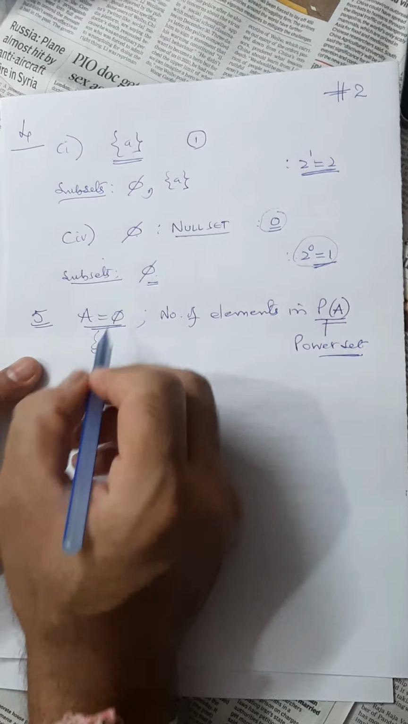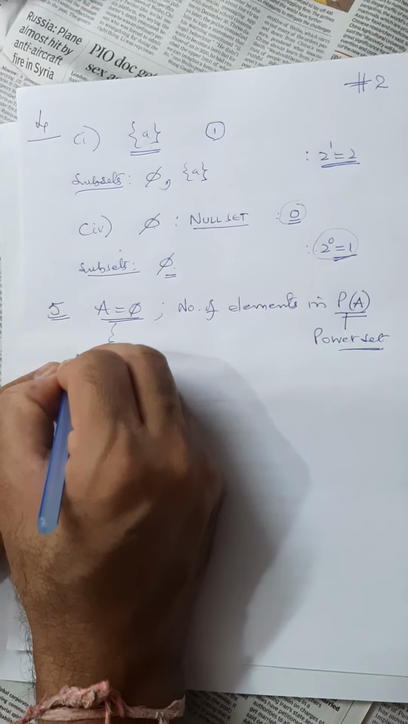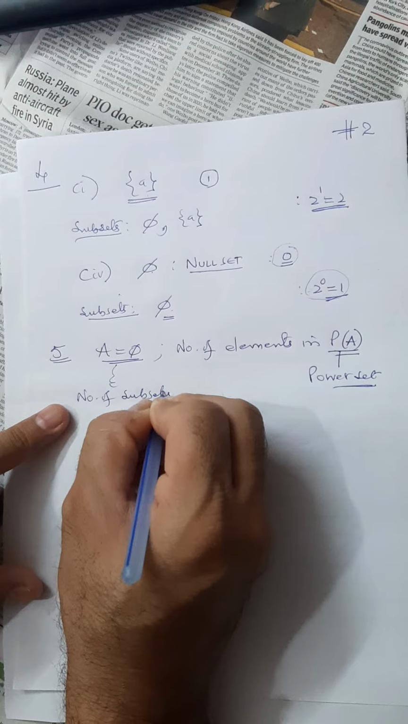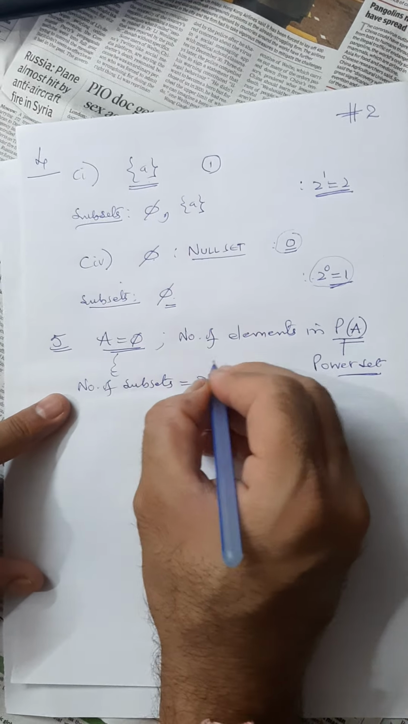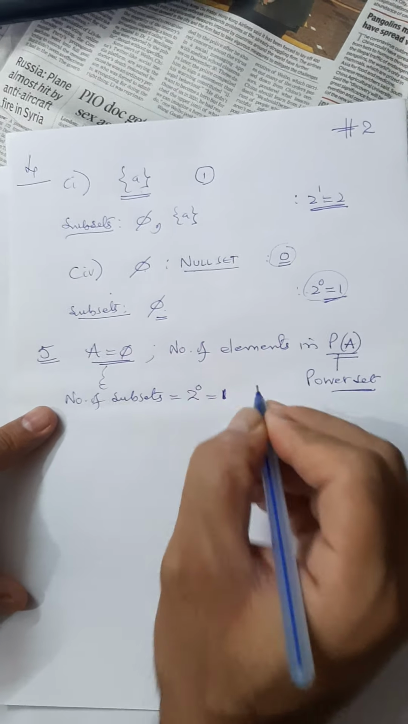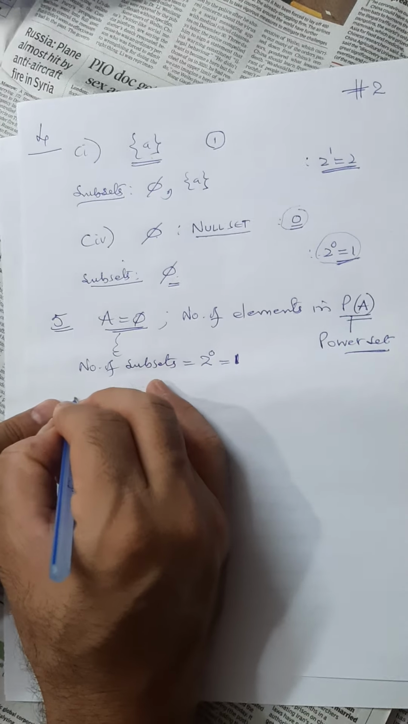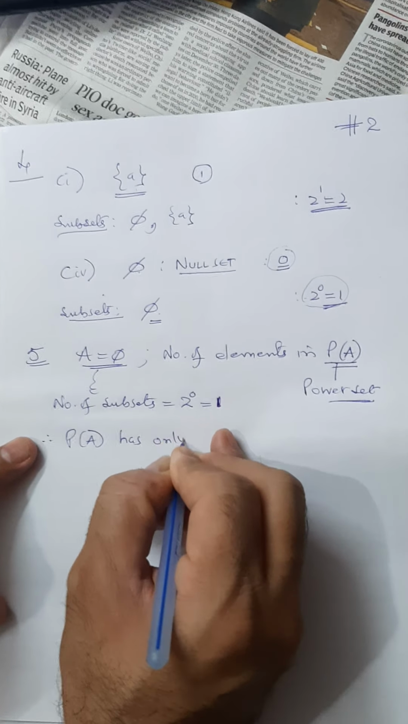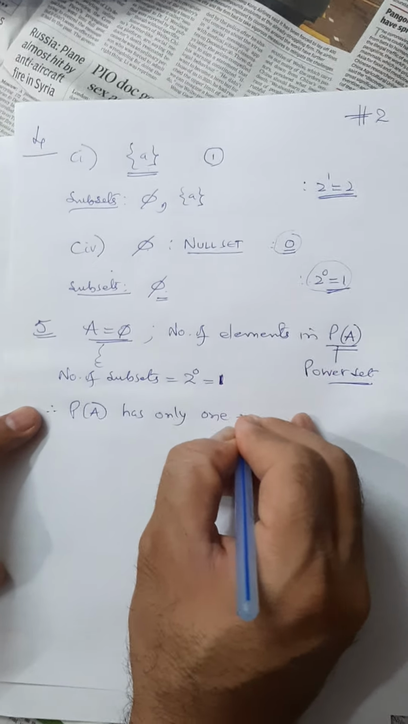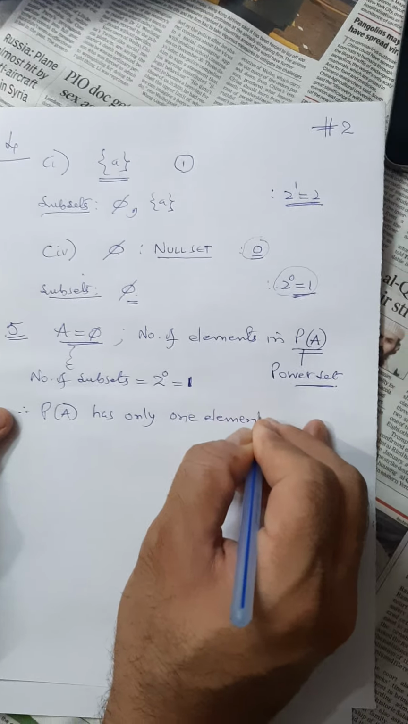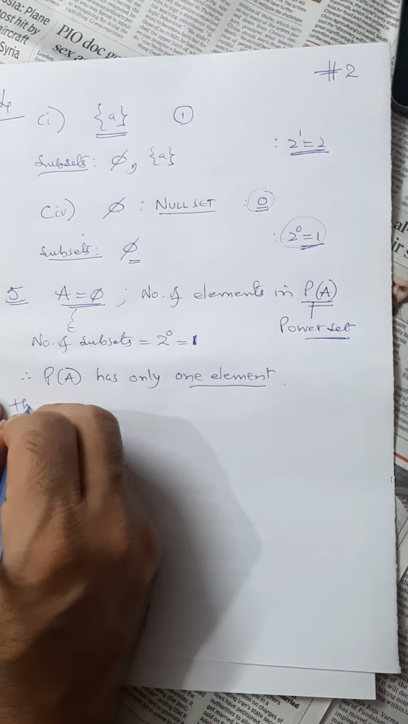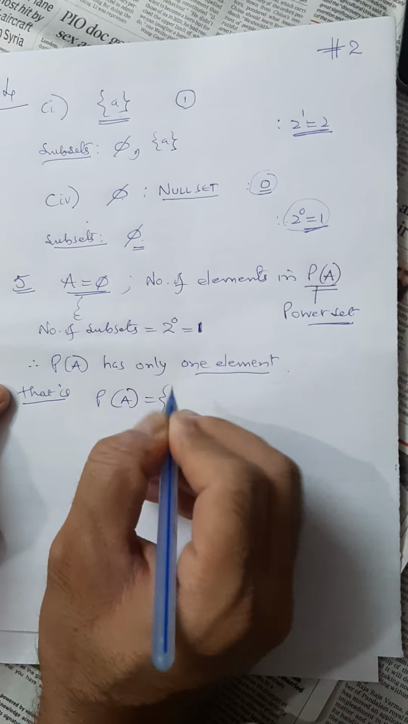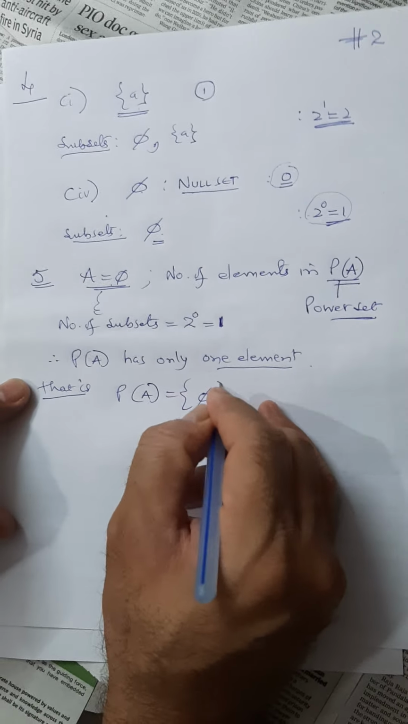So I already answered here. This is the null set. So the number of subsets equals 2 raised to the number of elements in this, which is 0, that is 1. So therefore P of A has only one element. That is what I'm trying to tell you: P of A equals all subsets of this, which is 5 alone. So it's like this.